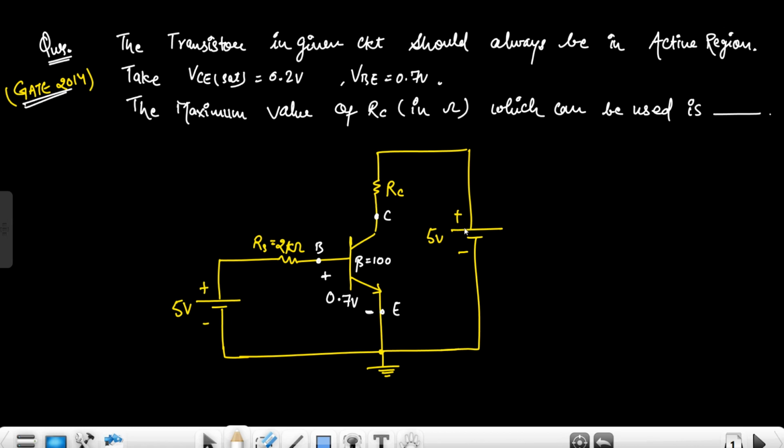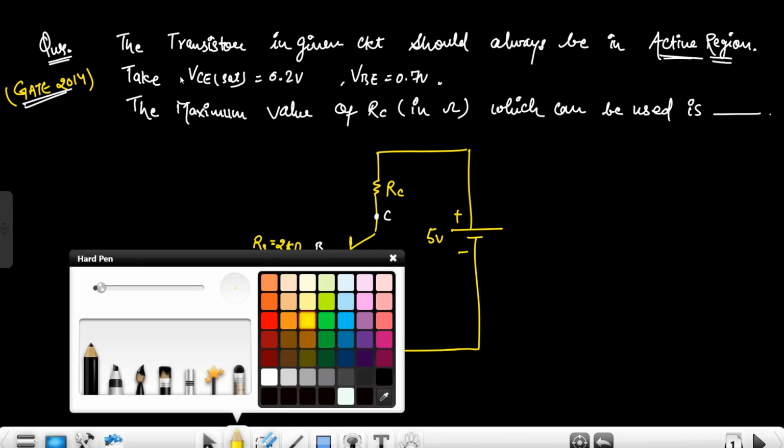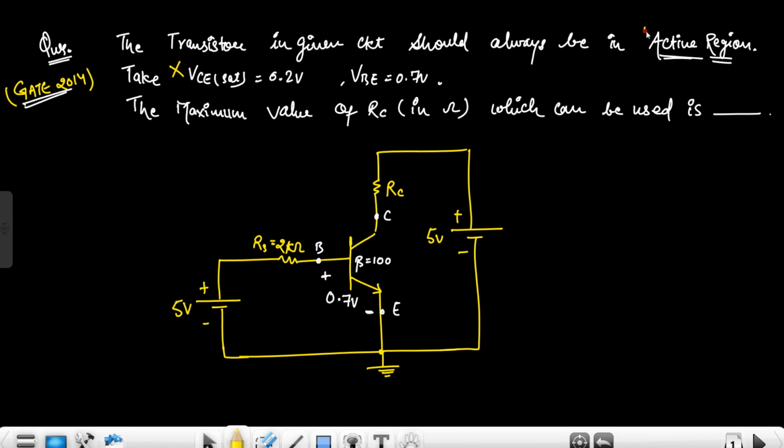So hello everyone. This is a question on a transistor circuit, and it is given that this transistor circuit should always be in the active region. The values VC set at 0.2 volt and VB 0.7 volt are actually redundant, because the transistor is in the active region, so there is no meaning of the saturation parameter.